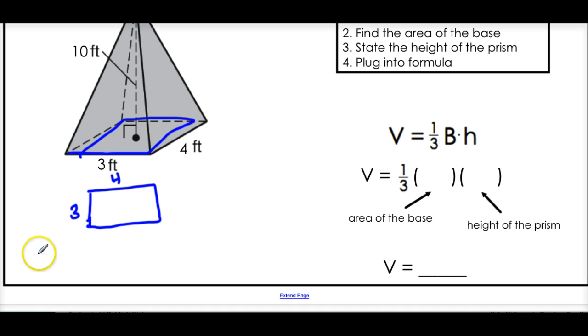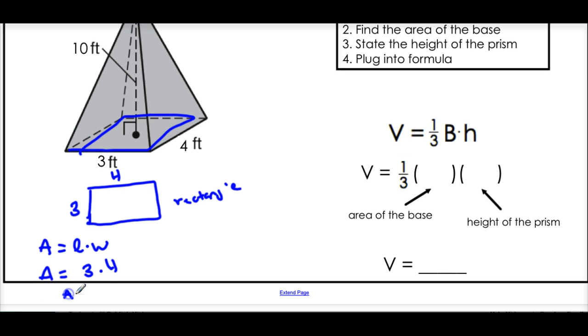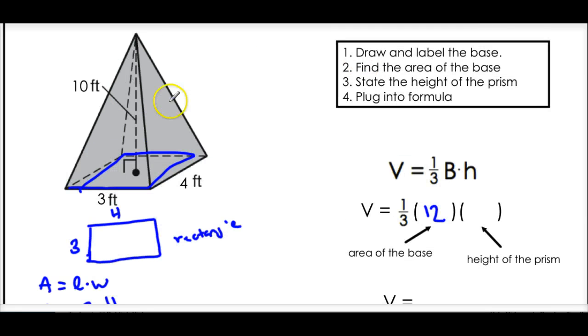Since it's a rectangle, to find the area of it, the area is just the length times the width because it is a rectangle. And so to find the area, we're just going to plug in our facts, 3 and 4. 3 times 4, and the area of the base is equal to 12. So let's just plug that right on in. Now the height, from the top to the bottom, is 10. So let's plug that in.